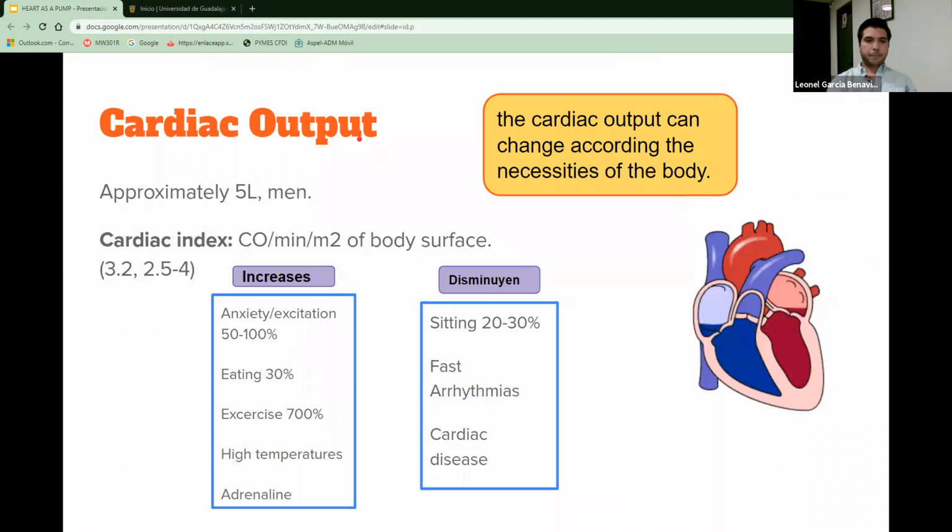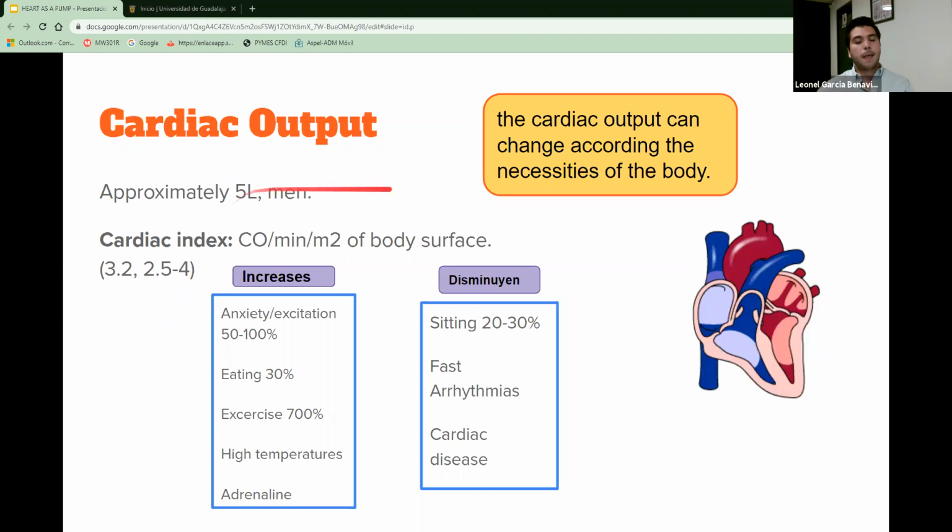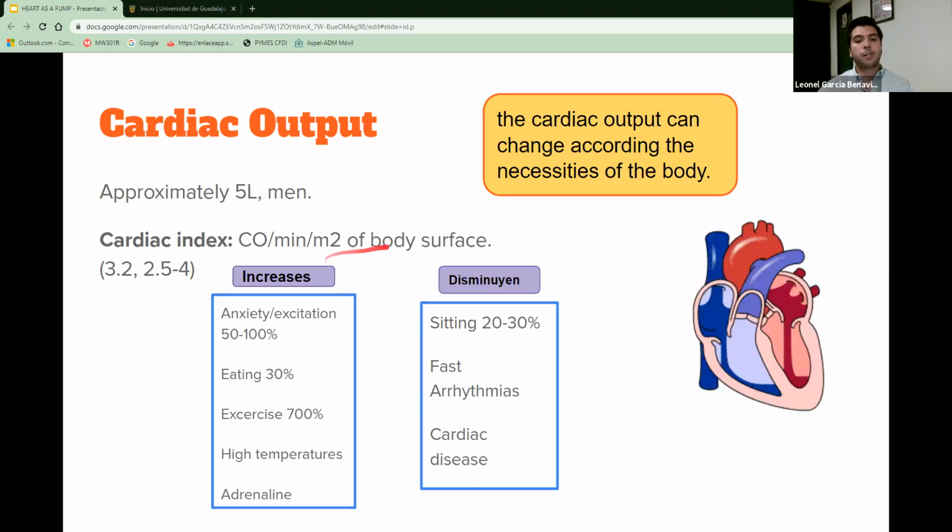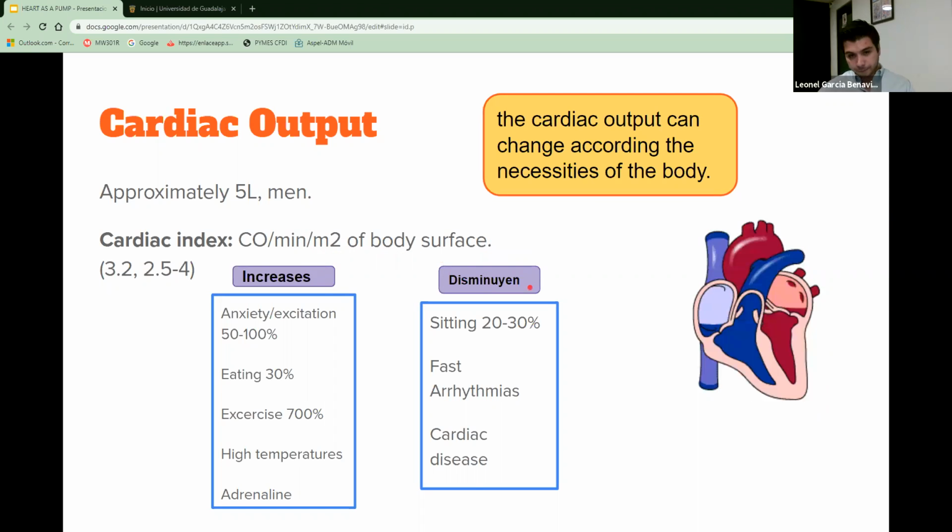What's the cardiac output? The cardiac output is going to be the total amount of blood that's going out of the heart, okay? It's going to be approximately 5 liters per minute in a 70 kilogram healthy man. And from here, we can take the cardiac index. Cardiac index is almost the same as the cardiac output, except that it's the cardiac output divided by square meters of body surface, okay?